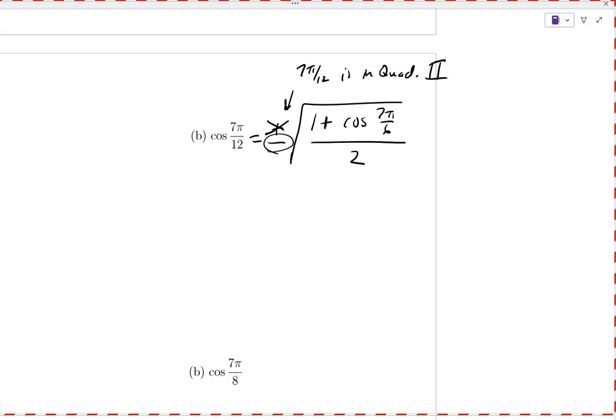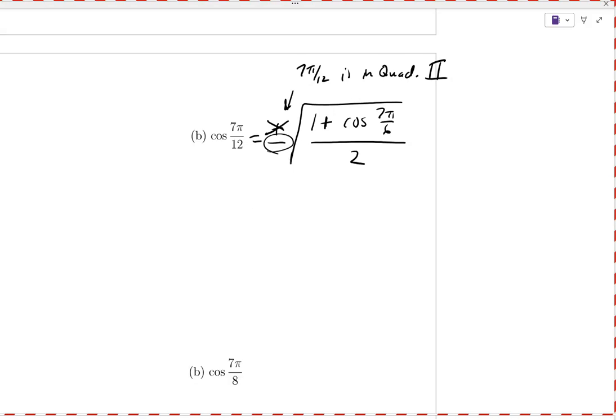Notice I didn't look where 7 pi over 6 is. I looked where 7 pi over 12 is, right? 7 pi over 6 is in a different quadrant. I don't want to look at that one. I want to look at where 7 pi over 12 is to tell me if I'm using positive or negative.